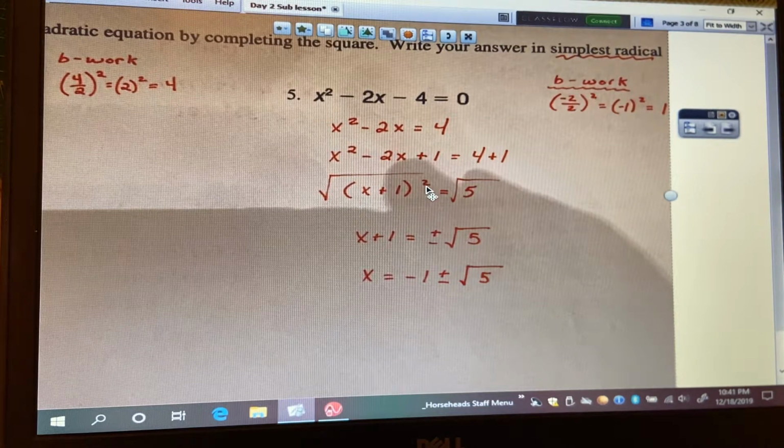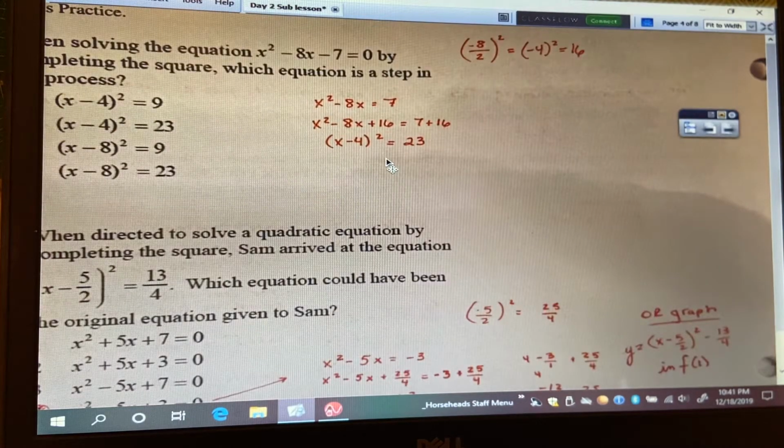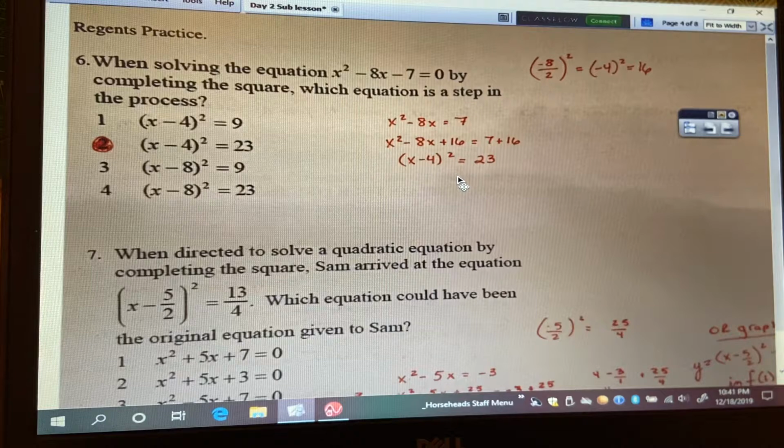We want to get rid of this now, so we square root both sides. Remember, this is all from day 1 notes. So if you're having an issue with these last 3 lines here, go back to your day 1 notes. And that's the answer to number 5. Number 6, you saw before, it was just choice 2.